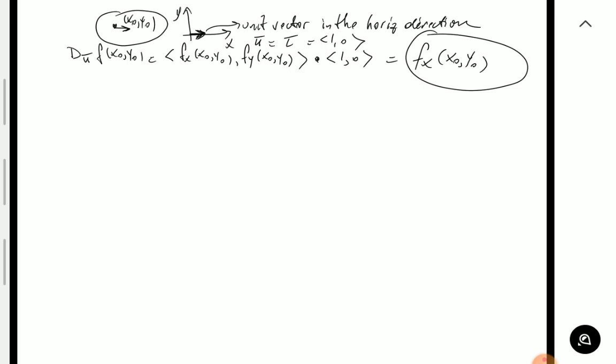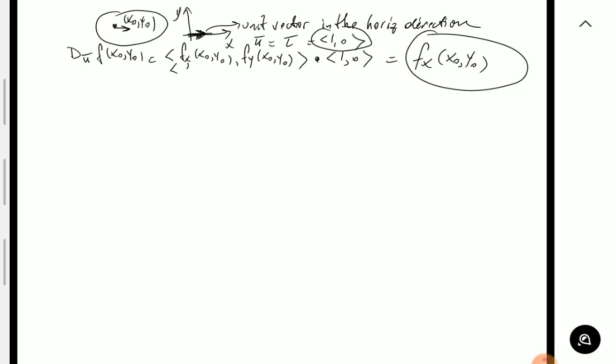How did we introduce the concept of a partial x? You keep y constant and you change x. That is to say, you move on the x-axis, right? You move in a direction parallel to the x-axis, which is given now by this unit vector. Therefore, the partial derivative is just a particular case of the directional derivative.